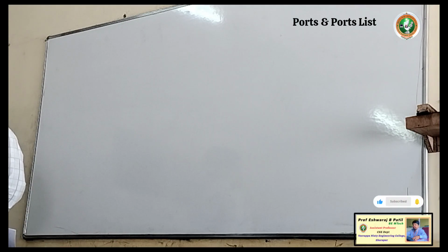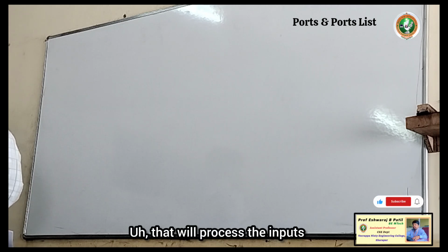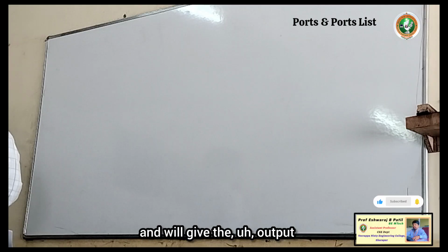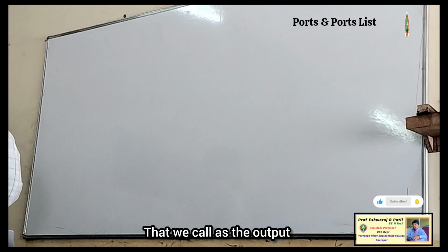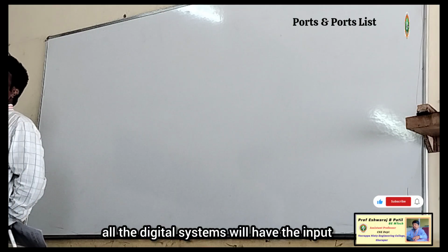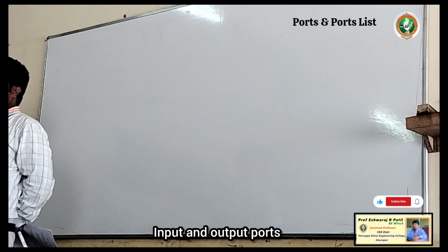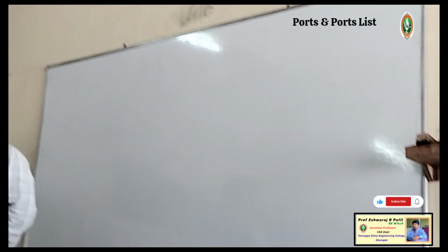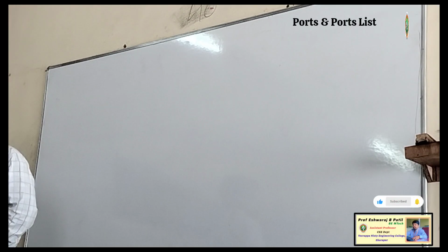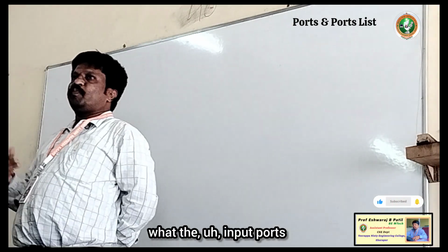Inputs feed the inputs toward my digital system. The system will process the inputs and give the output, in the form of the result. That we call the output. So all digital systems will have input and output ports. Those ports we call the input ports.